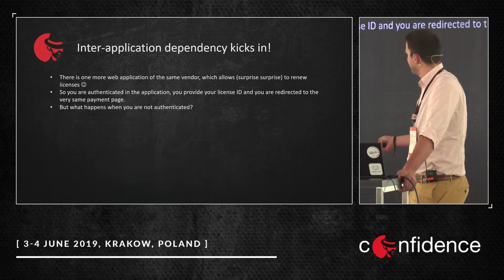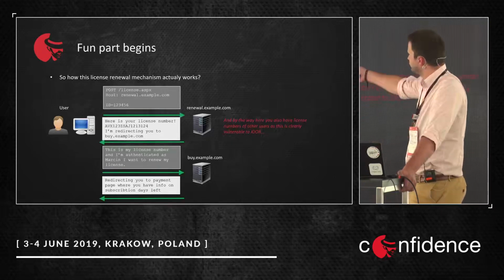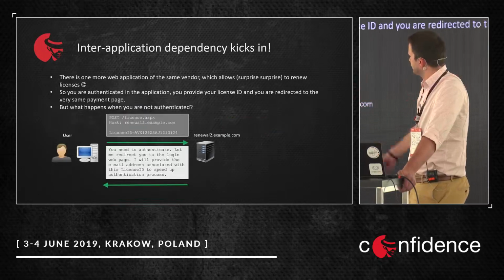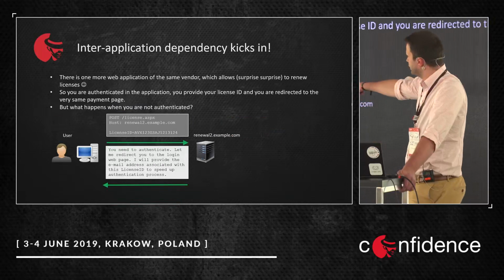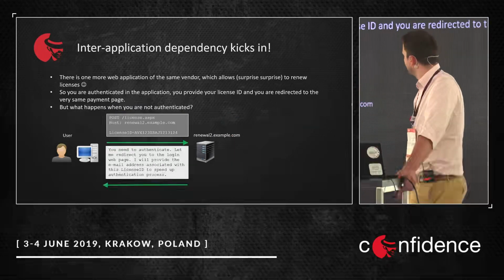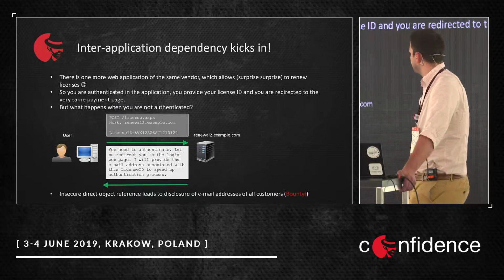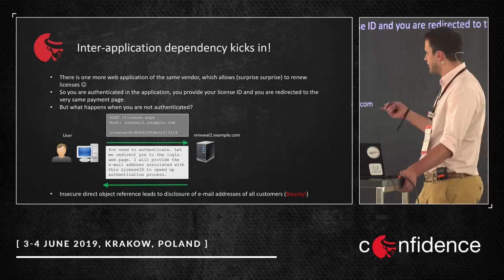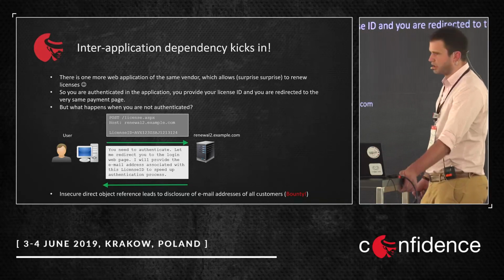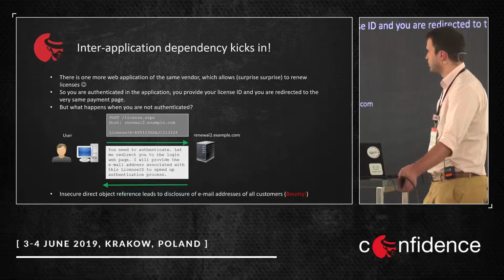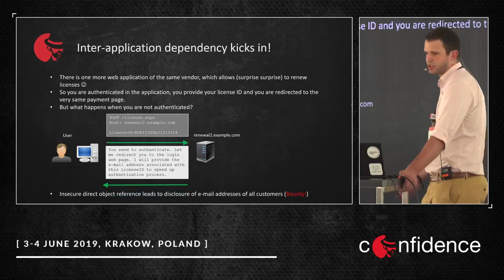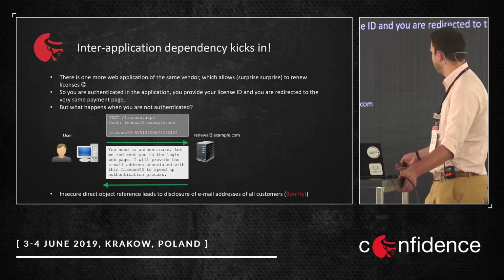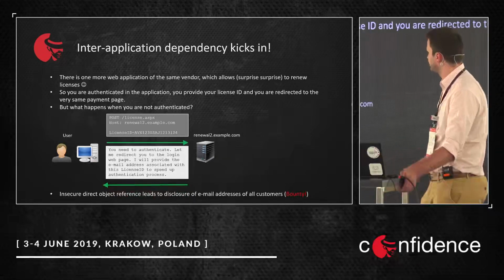So obviously, if you take this into account, you can easily list all the license numbers and associate all the license IDs with email addresses. You have a pretty decent vulnerability, right? Because you can easily dump the entire database of customer emails of that particular vendor. So again, classical inter-application dependency. We are connecting two applications to actually exploit an issue.